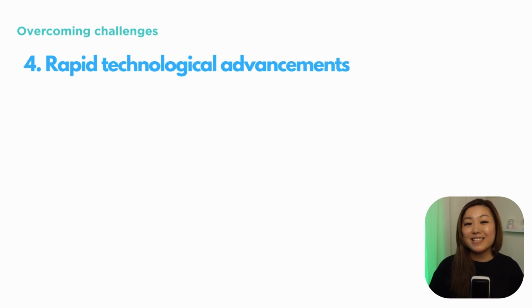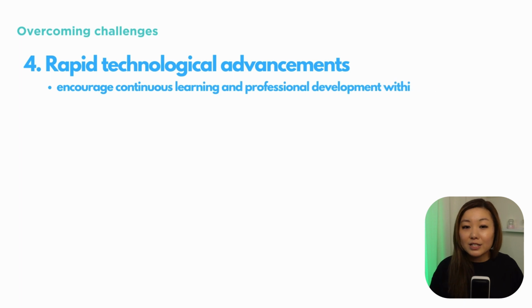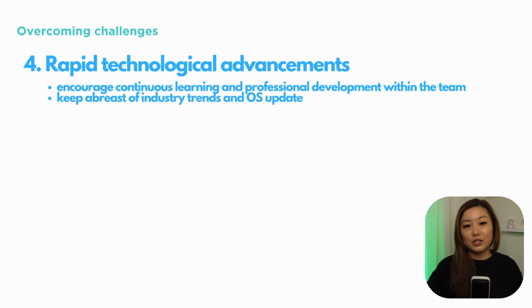Then we've got rapid technological advancements. The mobile ecosystem evolves rapidly, requiring constant adaptation to new technologies, frameworks, and operating system updates. Now, to overcome this challenge, 1, encourage continuous learning and professional development within your team. Keep abreast of the industry trends and the OS updates by following developer bloggers, attending conferences like the yearly Apple and Android conferences. Maintain a flexible product roadmap that you can adapt to new technological opportunities and constraints.